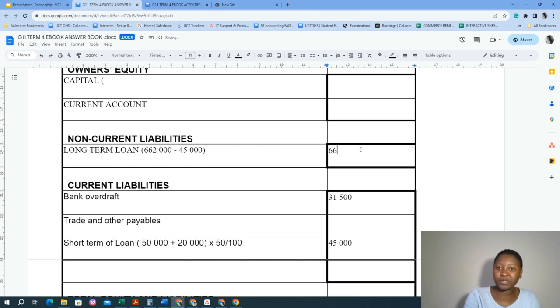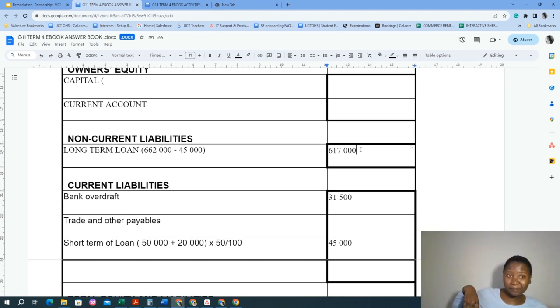It means that we are left with 617,000. Again, it depends case by case. It means that if this extra information was not mentioned, we were going to do it the way that I had showed you previously. You get it?